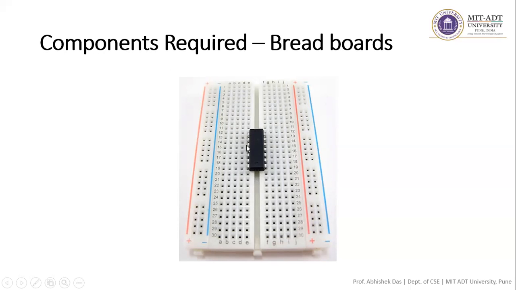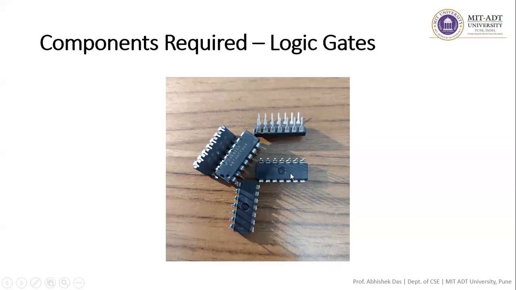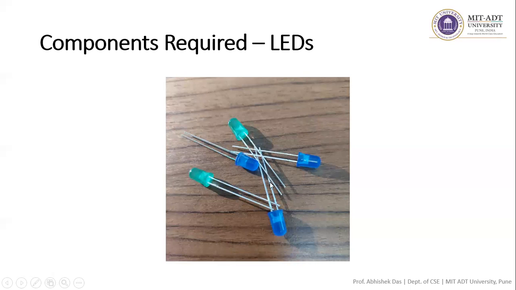The left side of the IC must be on the left hand side of the breadboard, and the other side of the IC must be placed on the other side of the mid rib of the breadboard. Now after the breadboard, you need some wires for the connections, and obviously the logic gates, and finally the light emitting diodes or the LEDs. Now let us start with the first gate, that is the AND gate.